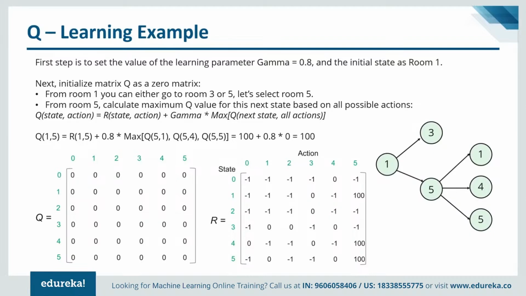So if our agent goes from room number 1 to room number 5, he's going to have a maximum reward or a Q value of 100. All right. Now in the next slide, you can see that I've updated the value of Q of 1, 5. It's set to 100.